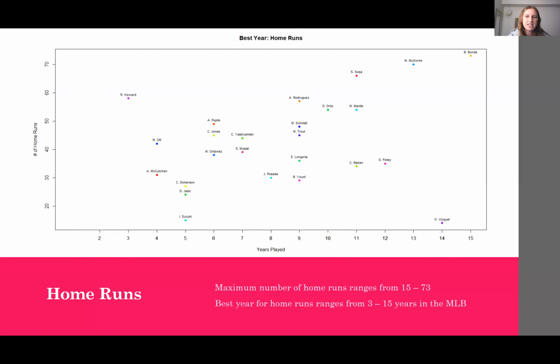So up in the very top right, we can see this is Barry Bonds, year 15 of his career. He was the one who hit the maximum number of home runs in this data set, which was 73. But he is kind of an outlier. Generally, the maximum number of home runs happens somewhere between year 5 and year 11, and it was generally between 20 and 50 home runs. Anything below or above that is somewhat of an outlier.